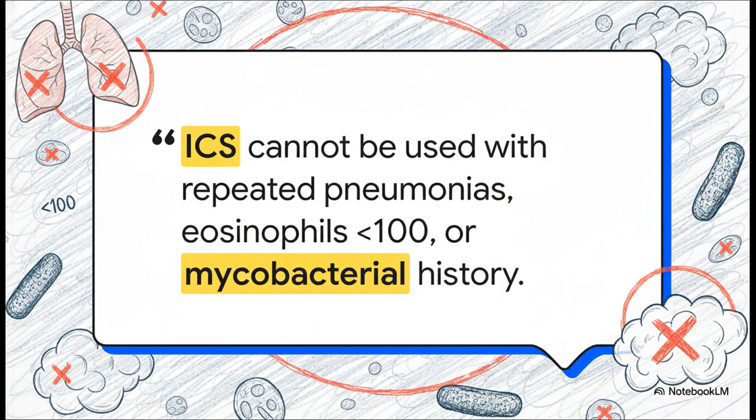However, you've got to pay super close attention to the contraindications, because ICS therapy is definitely not without its risks. You must absolutely avoid administering an ICS if the patient has a history of repeated pneumonias, if their blood eosinophils are stubbornly below 100, or if they have any history of mycobacterial infections. Handing out an ICS in these specific scenarios can severely suppress their local pulmonary immunity and cause major harm. Treat these as massive, blazing red flags on your exam questions.